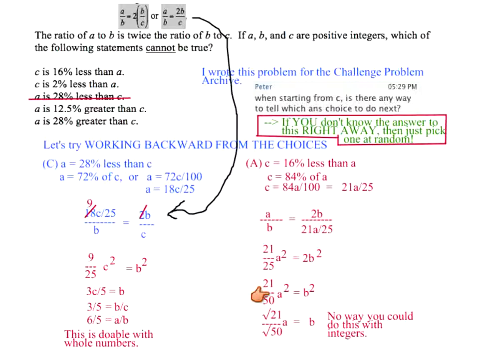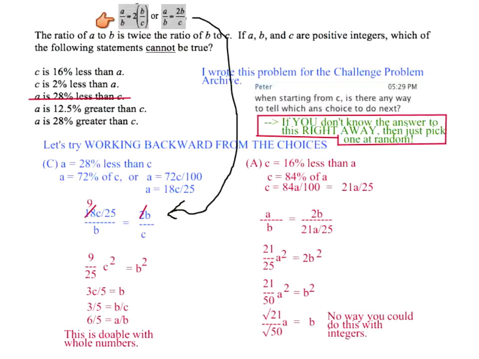Okay, this problem is going to be in the challenge archive at some point in the near future. There are other ways without working backwards to solve it. You can do it with all algebra if you let this ratio be R, and then this ratio would be 2R. We have to close up shop here, but look for this in the challenge problem archive in the near future.